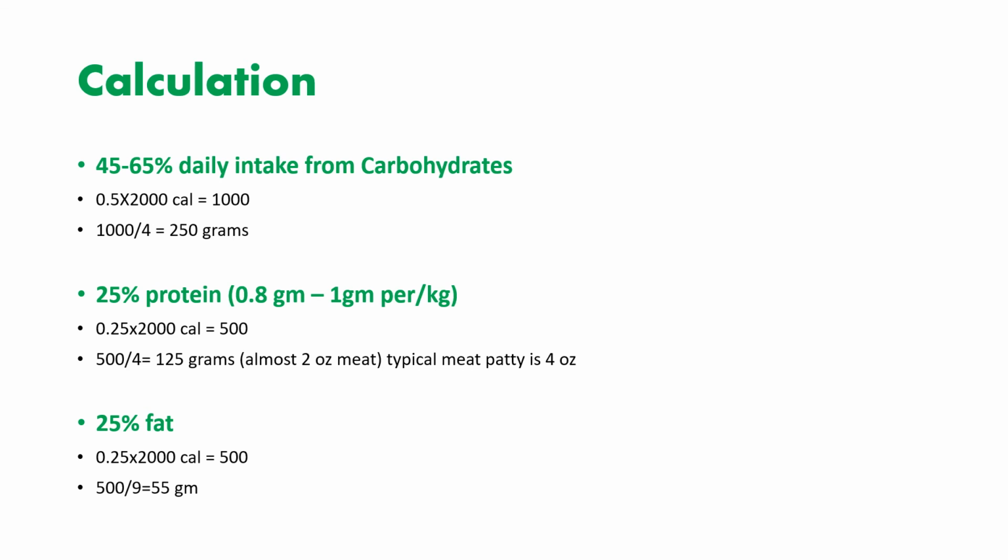And then next is fat. If you want 25% of your calories from fat, it's the same as the protein, so you say 0.25 times 2,000 is 500 calories. But fat is 9 calories per gram, so you divide 500 by 9, and that gives you 55 grams. So that's just under 2 ounces that you need as fats.